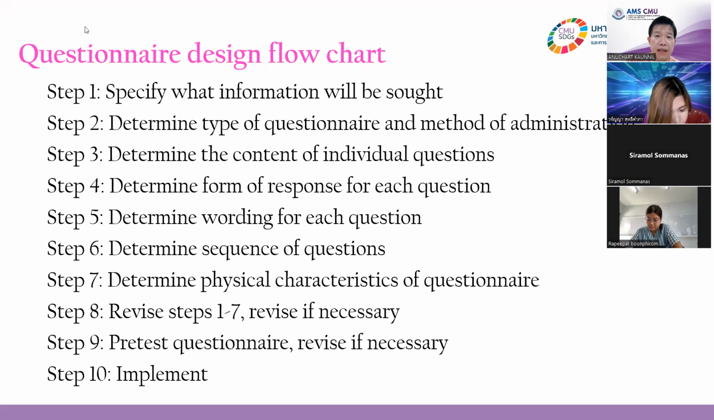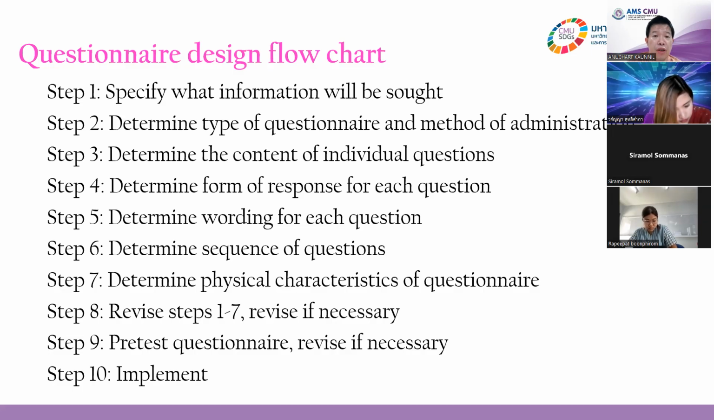Okay, the questionnaire design flow chart is nearly finished. Step 1: specify what information you want to find out. Okay, why it is important: it's just general, but inside the second part, what we call the question, it's just plain. Why do you use it like that? You need to find out something. Step 2: determine the type of questionnaire, method, and administration.